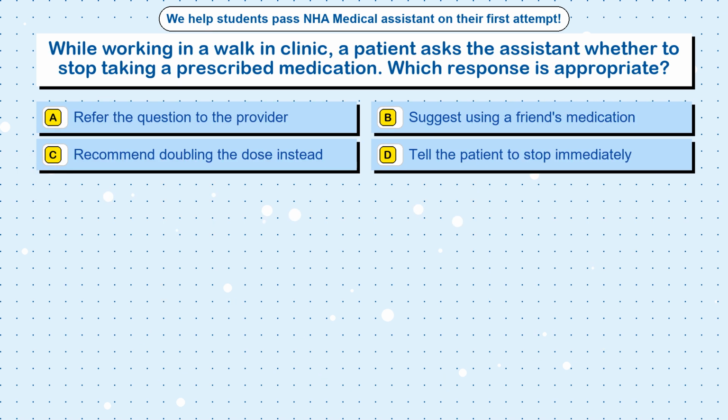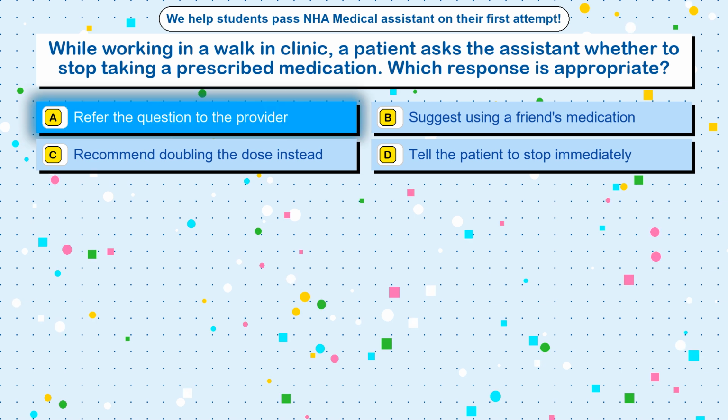Question 26. While working in a walk-in clinic, a patient asks the assistant whether to stop taking a prescribed medication. Which response is appropriate? Option A. Refer the question to the provider. Option B. Suggest using a friend's medication. Option C. Recommend doubling the dose instead. Option D. Tell the patient to stop immediately. The correct answer is option A.